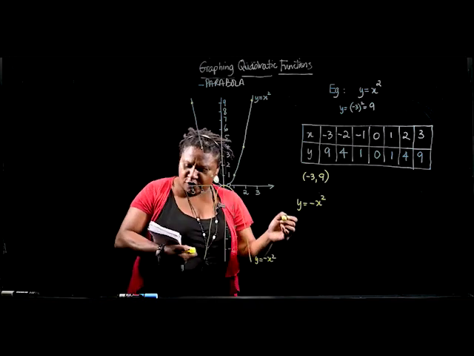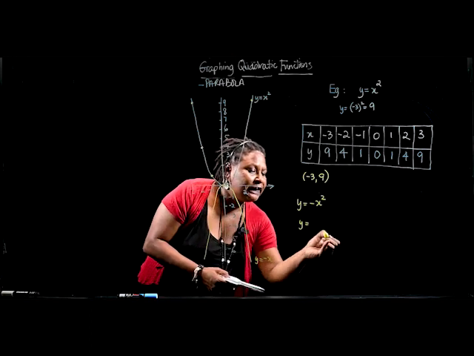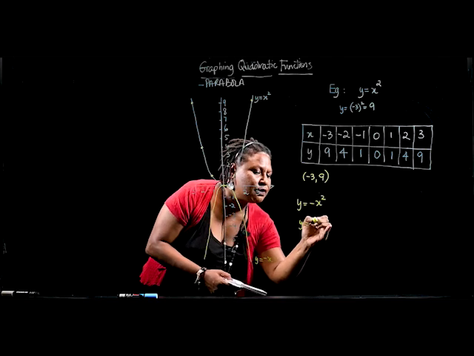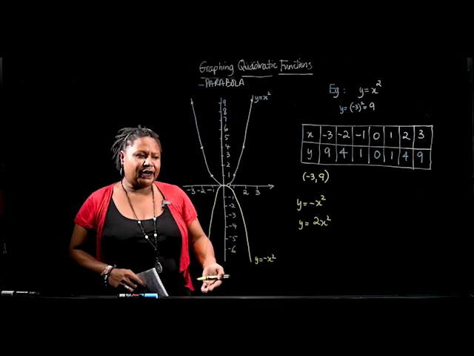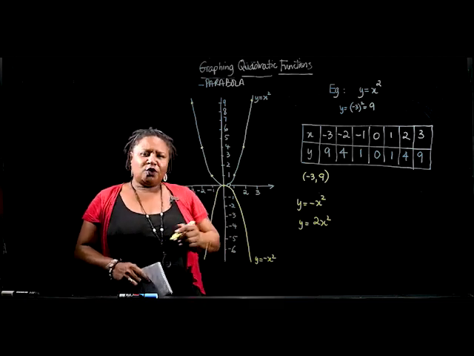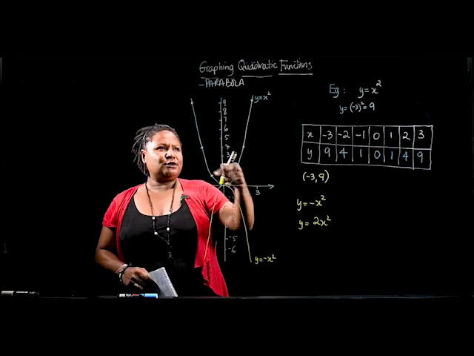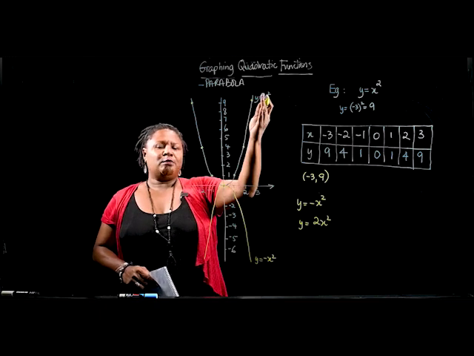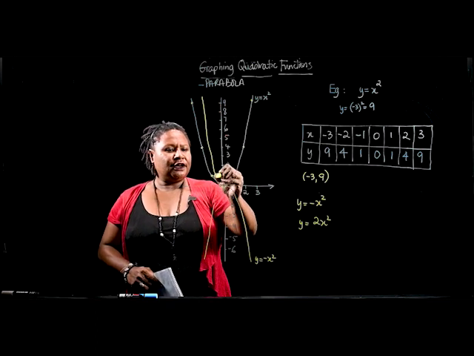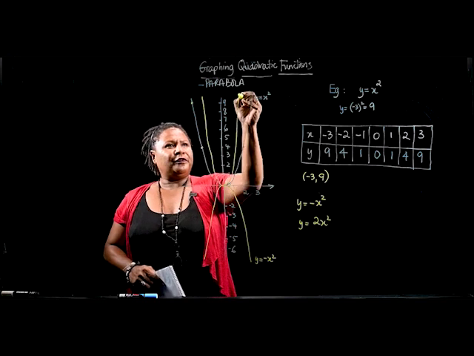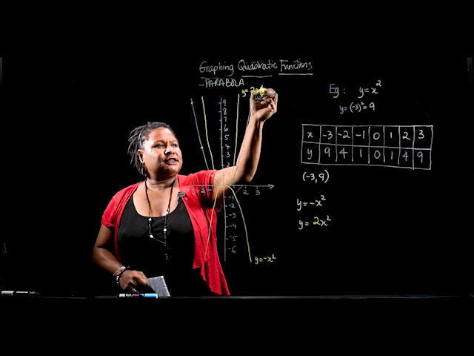Now if your equation is, say, y equal to 2x squared, where the coefficient of x squared is greater than 1, then your graph is going to be narrow. For x squared, the coefficient is 1. But if it is greater than 1, then our graph is going to be narrow, like that. So this is y equal to 2x squared.